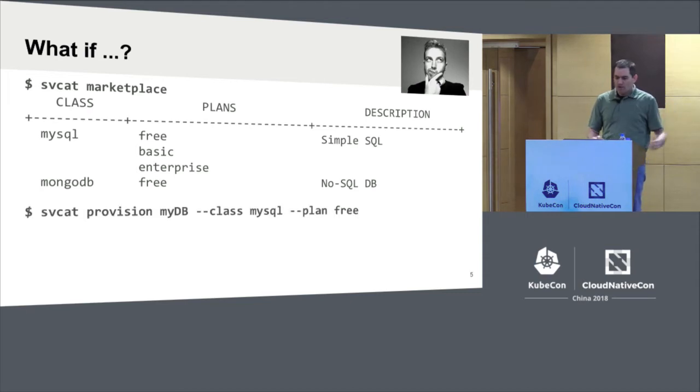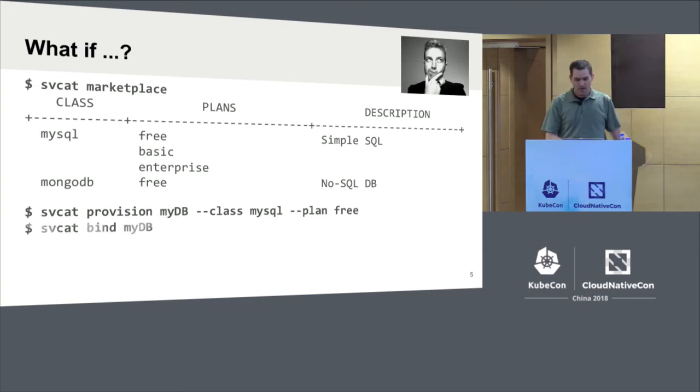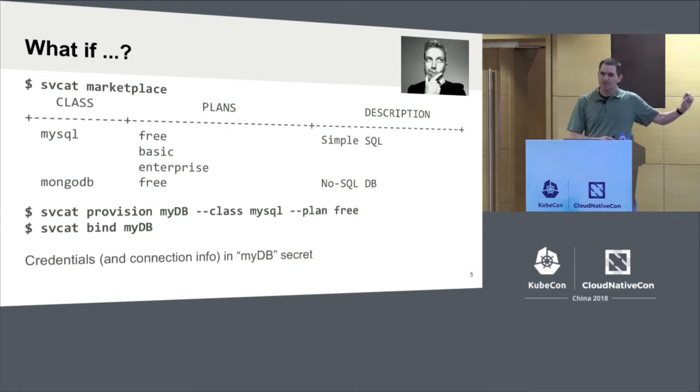Simple enough. What if you then said, okay, provision me a MySQL database? I'm going to call it MyDB. I'm going to ask for MySQL, and I want the quality of service, or plan, called free. Simple enough. Then I need to tell it to actually bind my application to that instance of the database that I just created. In this particular case, what this bind operation is going to do is create a secret for me inside Kubernetes with all the credentials and access information I need to talk to that database. So with these three simple little commands, what I'm left with is a secret inside Kubernetes with all the information I need to talk to it.